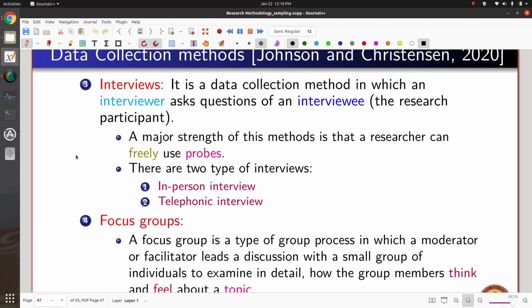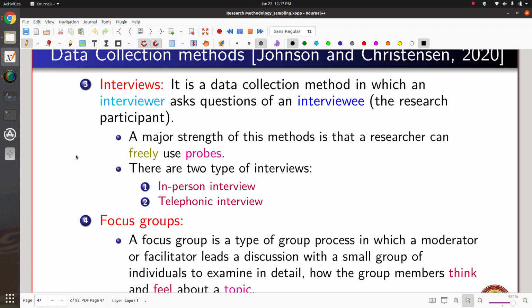Let's suggest an example. You ask your participant, do you smoke, and he or she says yes, I smoke. Then you may ask the reason, why do you smoke, how frequently do you smoke, what brand do you use, and so on. So many questions you can ask. One response can generate other questions, and you are free to ask a set of questions to a participant.